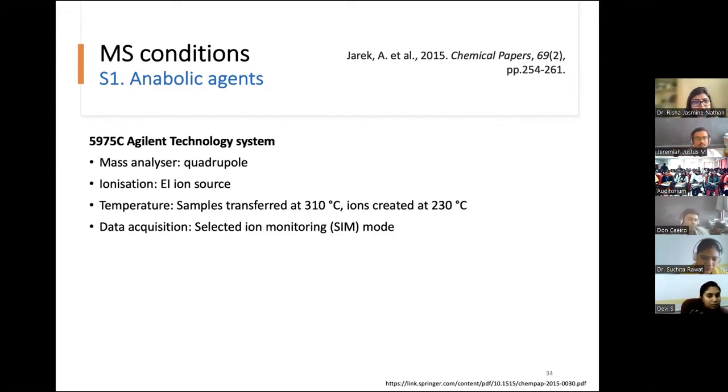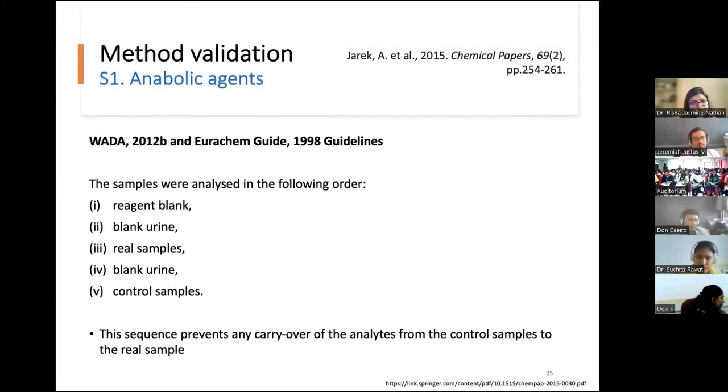Okay, the MS was a quadrupole that they used, and electron ionization was used. Electron ionization is a hard ionization technique, like we know, but it is also a very popular one. Data acquisition was done using selected ion monitoring mode.